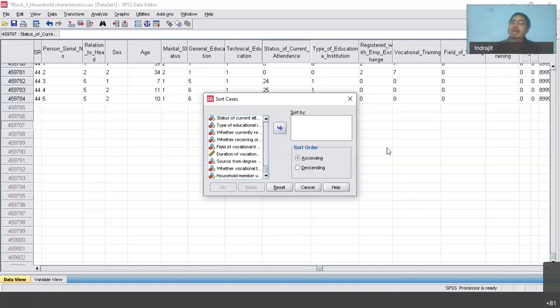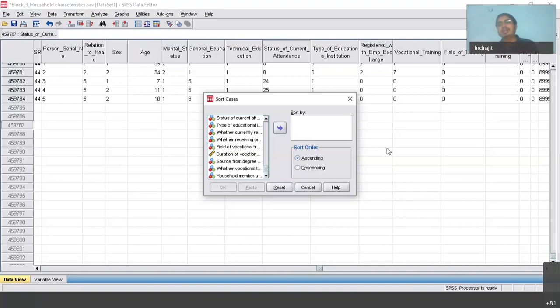But now I have two files, both are individual member files. But within a household, different individuals are there. Still, if I use HHID, the household identification code, the package will be confused that member one in the same household will be merged with member two of the same household. Some confusion will be there.